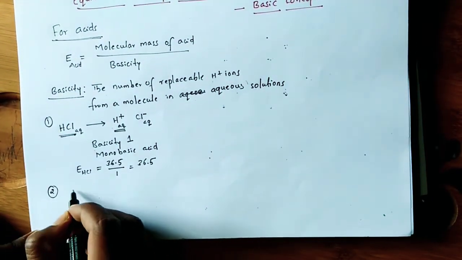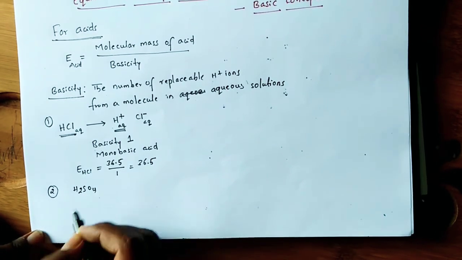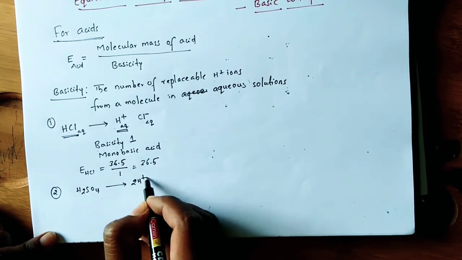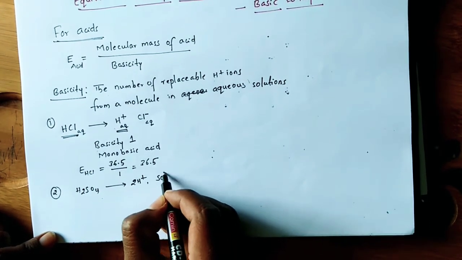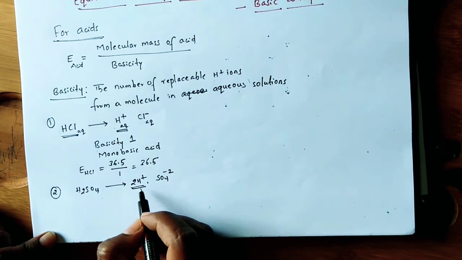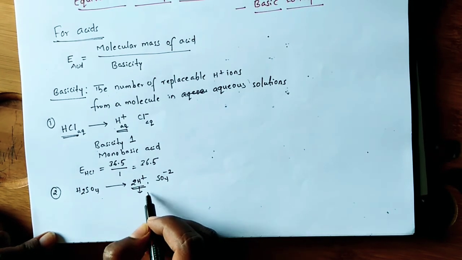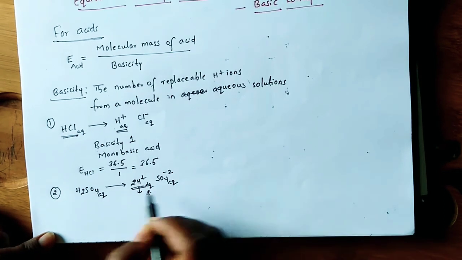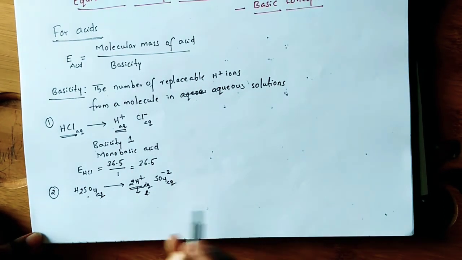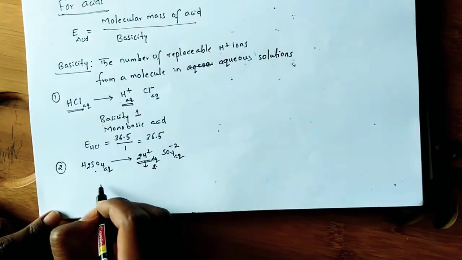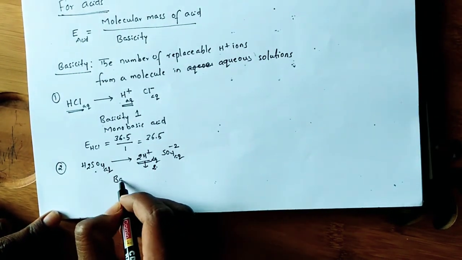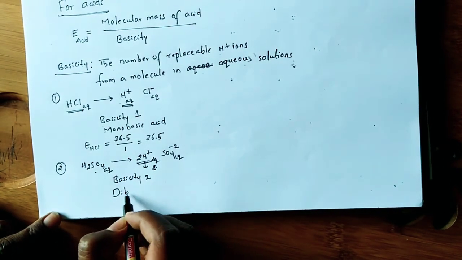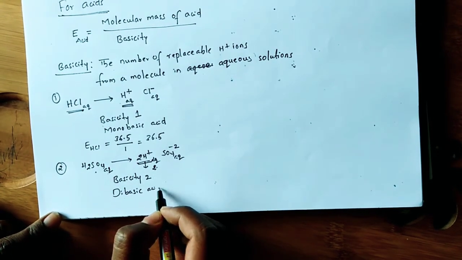Let us see example 2. H2SO4, sulfuric acid. Sulfuric acid can be dissociated into 2H+ and sulfate ion. So how many H+ ions are furnished here? 2 H+ ions. We always have to mention aqueous here, because in aqueous solutions only can acids furnish H+ ions. So the basicity of sulfuric acid is how much? 2. So we call it a dibasic acid.